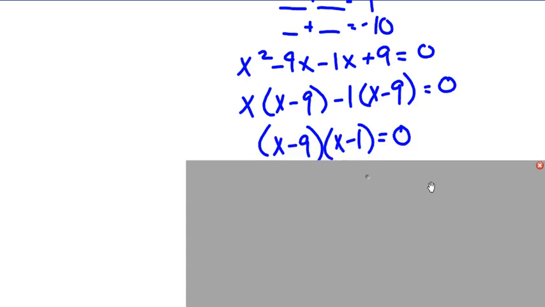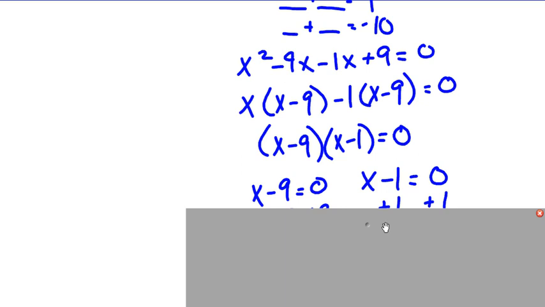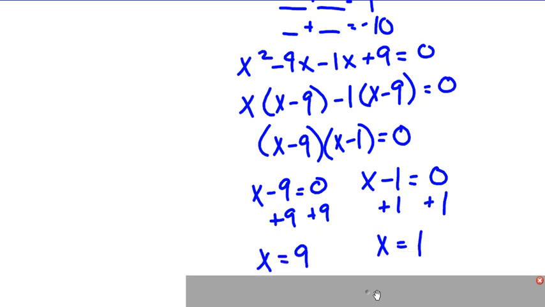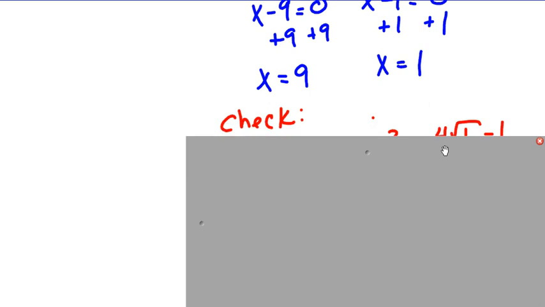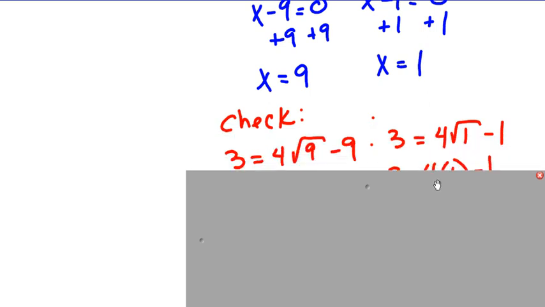What's nice about having it in factored form is that one of these two factors would have to be 0 in order for them to multiply to get 0. So I could take x minus 9 equals 0 and solve that, or x minus 1 equals 0 and solve that. In doing so, we would end up with 9 and 1. Now, as always, we want to check and make sure that they're valid solutions to our problem. So we will take the 9 and the 1 and substitute them back into the original equation and see what results.